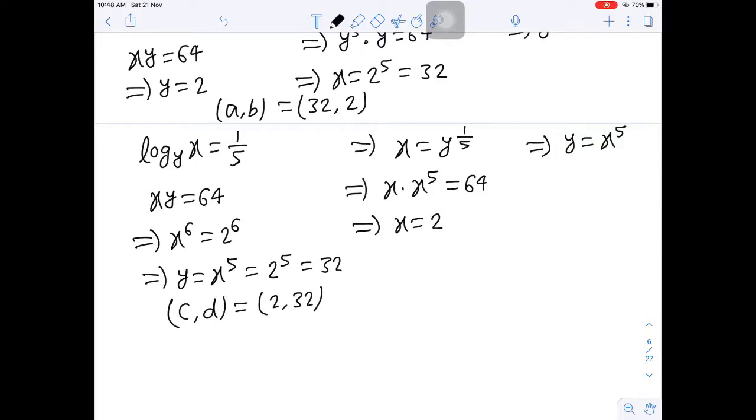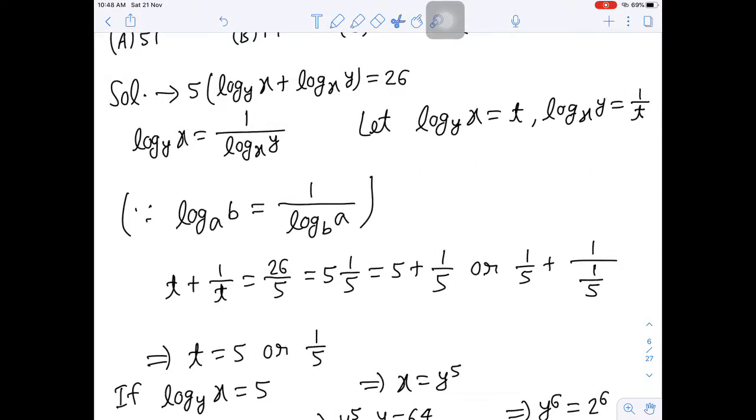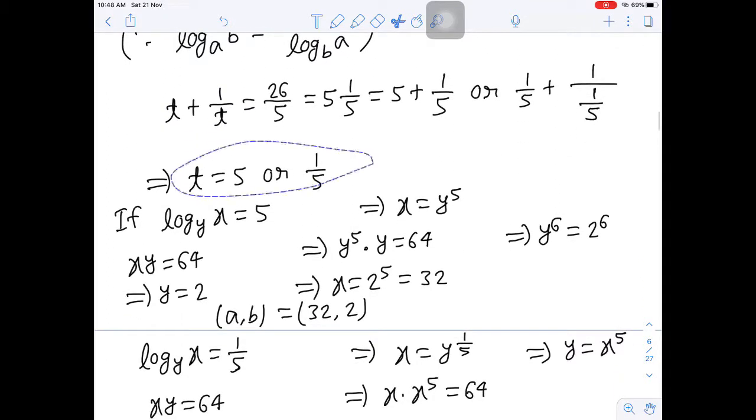So then you have to find a plus b plus c plus d. That is nothing but 32 plus 2 plus 2 plus 32. So 32 plus 2 is 34, and twice of that is 68. Okay, now another method for this question would be, you can make it a quadratic equation, like t plus 1 by t is 26 by 5. So you can take LCM here, it will become a quadratic equation and you will get it. But this is the simpler method.